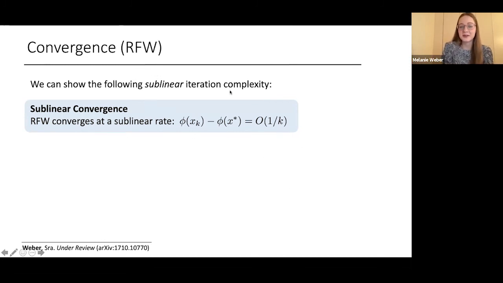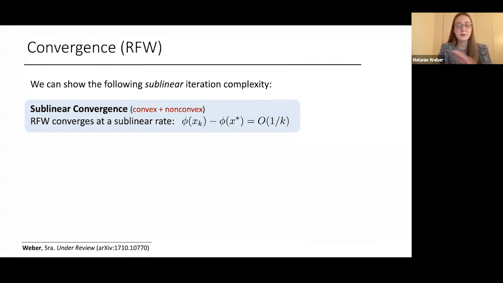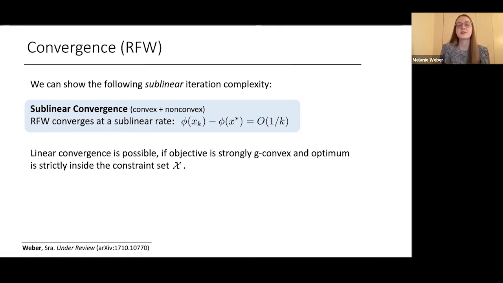So we can show a sublinear convergence rate. So after k iterations, we are on the order of 1/k close to the optimum. This holds for both non-convex and convex objectives, where of course only in the convex case, this is a global guarantee. In the non-convex case, this is only convergence to some local optimum. And if we make some stronger assumptions, there are variants of the algorithm that you could consider which have a linear convergence, so which are very fast, but only under these stronger assumptions on the location of the optimum and also the convexity of our objective.